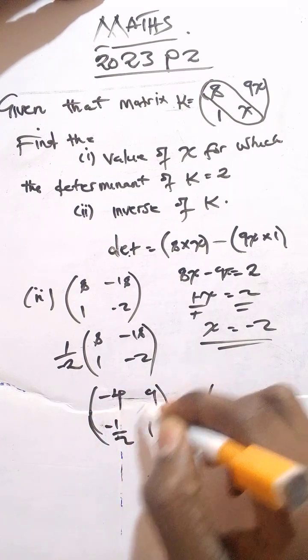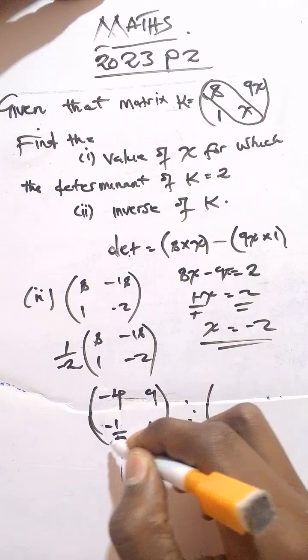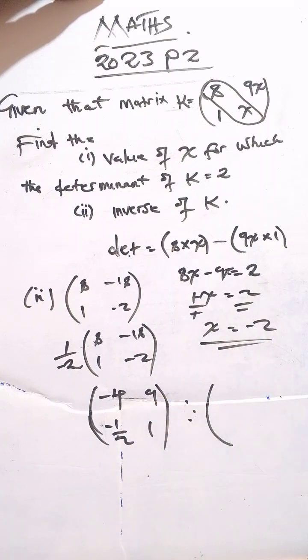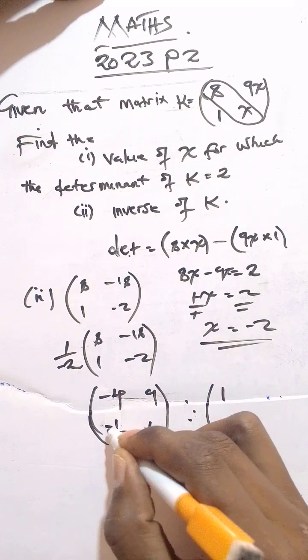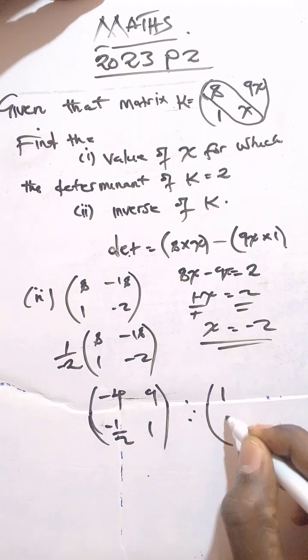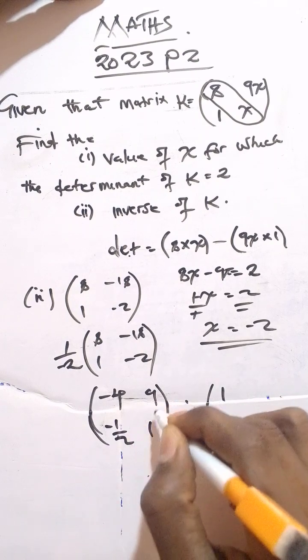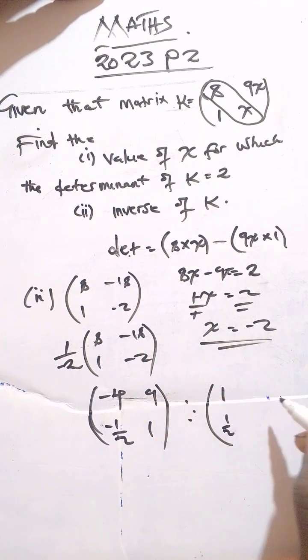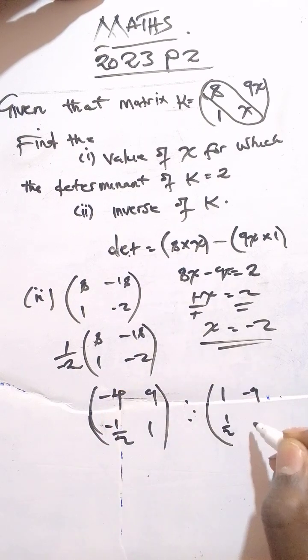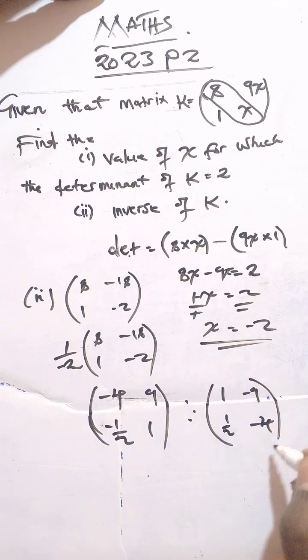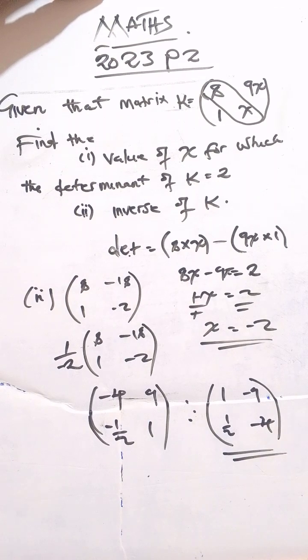Then these in the minor diagonal, what we do is multiply this one and this one by negative 1. So from here, we're going to have 1. If you multiply negative half by 1, you're going to have positive half. If you multiply positive 9 by negative 1, you're going to get negative 9. Then this is negative 4. It will come here. So that is how we answer the inverse. We go to the next question.